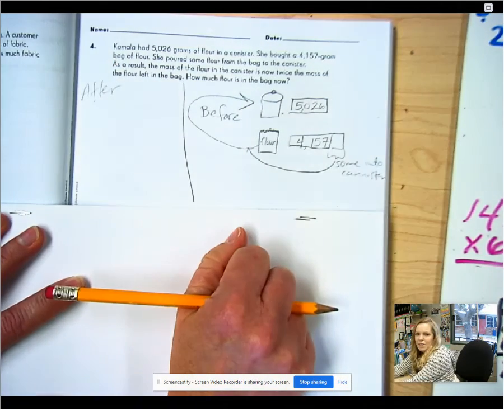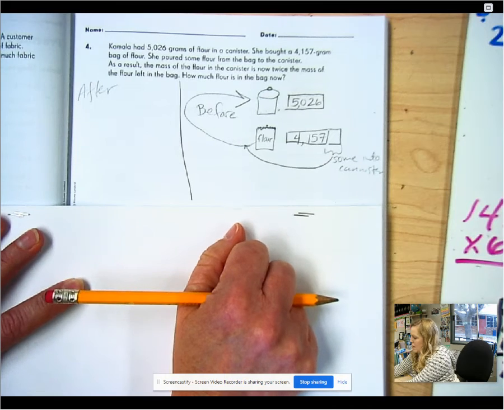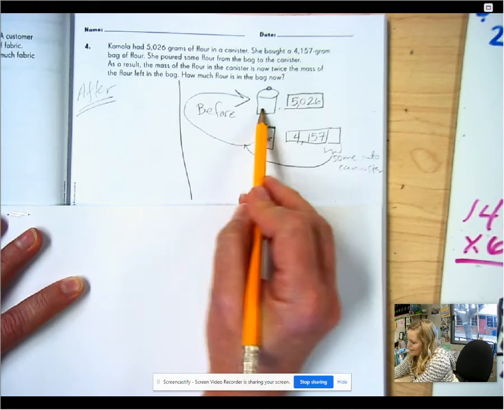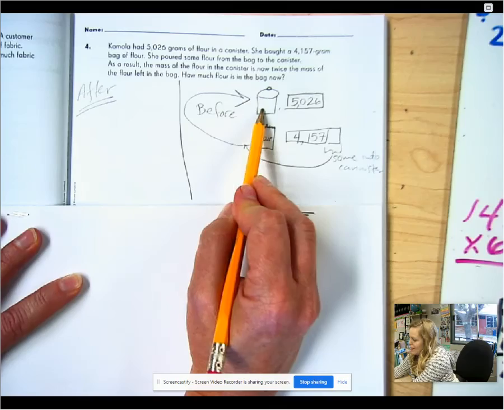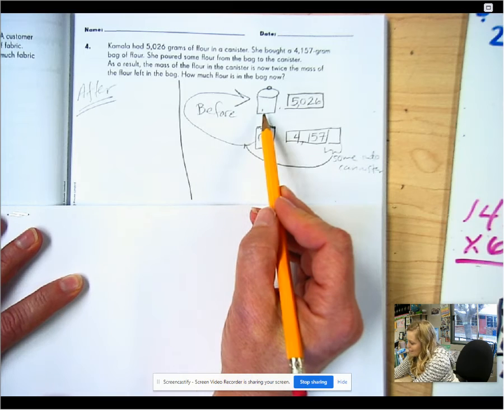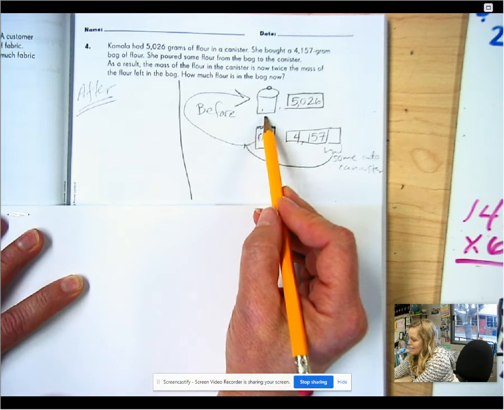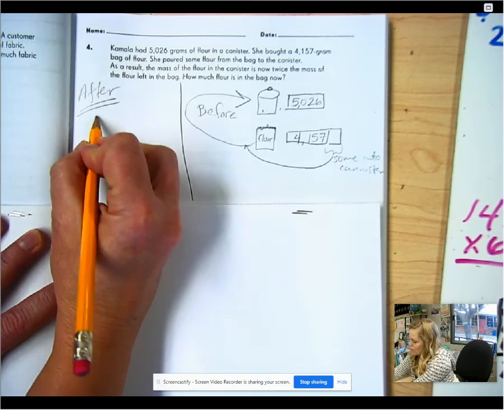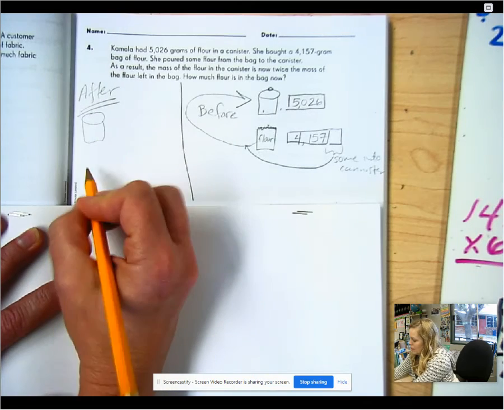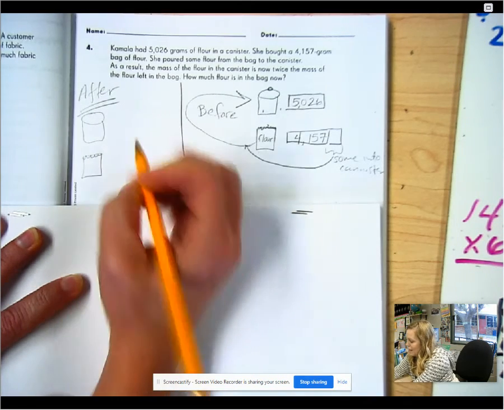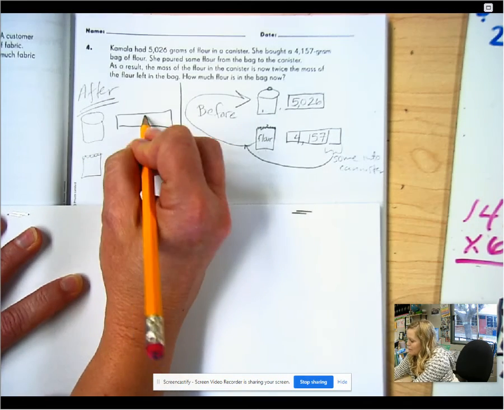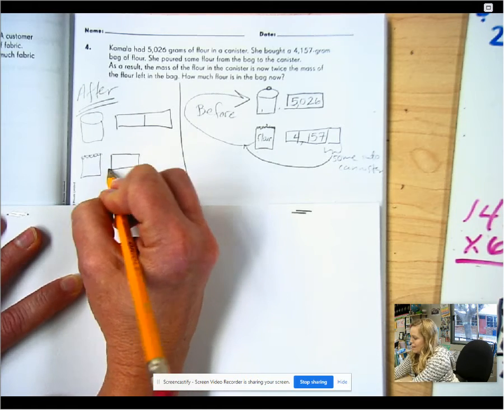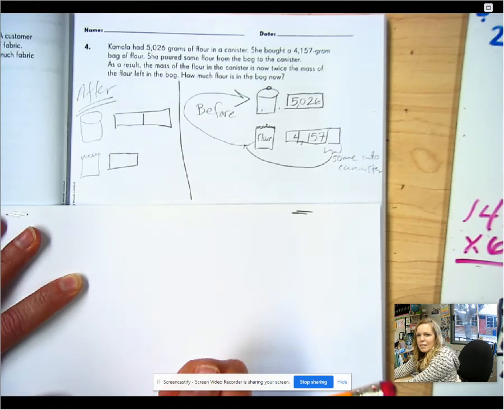Now here's where the after comes in, and I did this on opposite sides. My mind, I tell you, it works in mysterious ways. But after she pours some of the flour from the bag into the canister, then the mass of flour in the canister is now twice the mass of what's in the bag. You guys should know how to model this, right? So here's my bag. Now there's 2 times as much in the canister as what is in the bag.